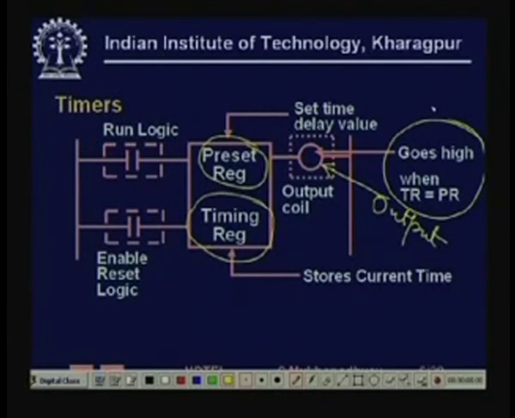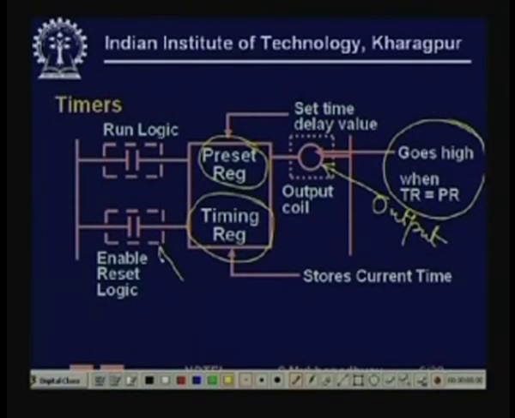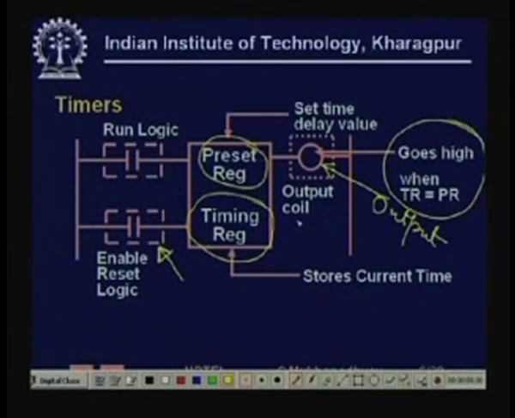Now this happens when the timer is active. So when is this timer active? That can be controlled by using two kinds of logic. The first is called the enable or reset logic. Whenever this logic becomes 0, the timer is not enabled, it is inactive and the output coil is reset. That is why it is called reset logic: reset to 0, I am sorry, reset to 0.